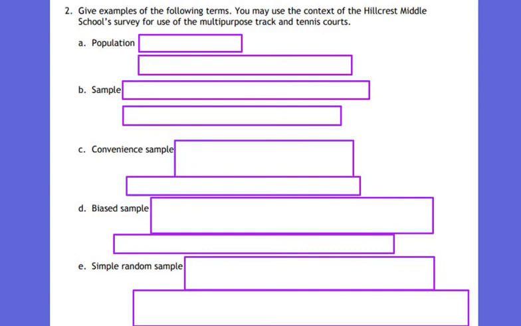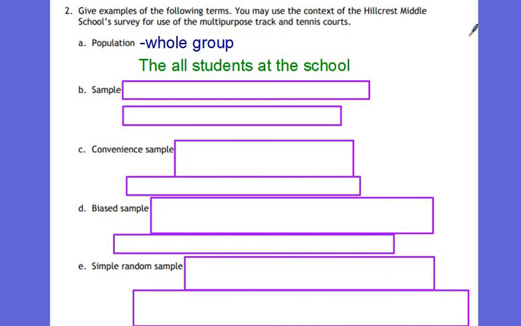So, the population can be any whole group. Choose the whole group, whatever group you're talking about. An example of that could be, yes, I know I had a little grammatical error here. I was typing fast. It's supposed to say all these students at the school.